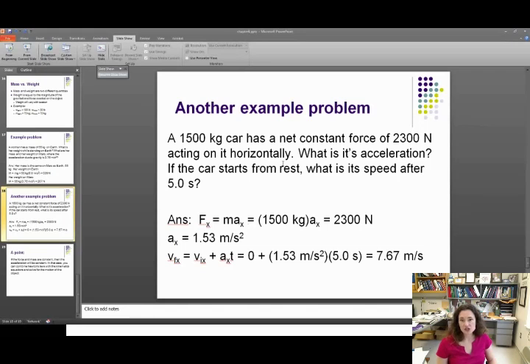Now, assuming the car starts from rest, you can use the kinematics equation. The final velocity is equal to the initial velocity plus the acceleration times the time. If we start from rest, our initial velocity is 0, plus our acceleration, 1.53 meters per second squared, times our time, 5 seconds, and you get a speed of 7.67 meters per second after 5 seconds.